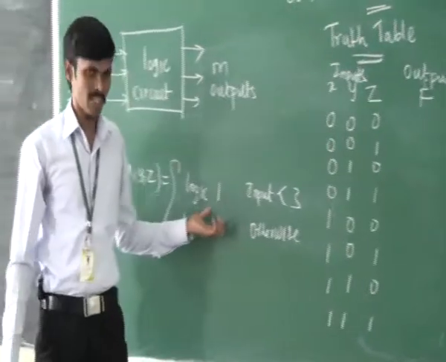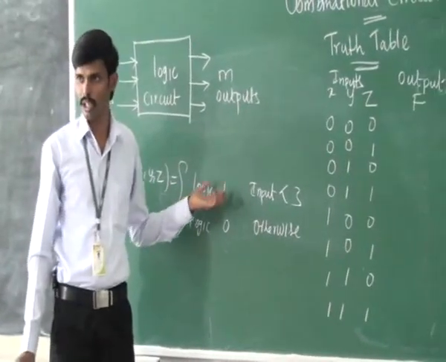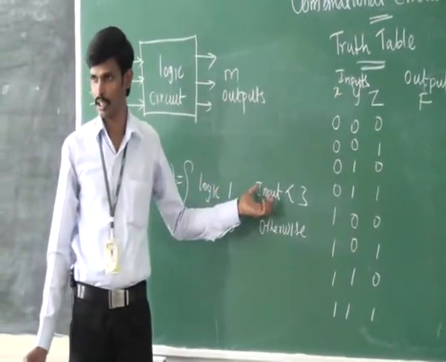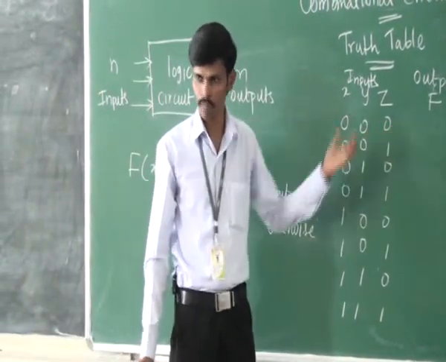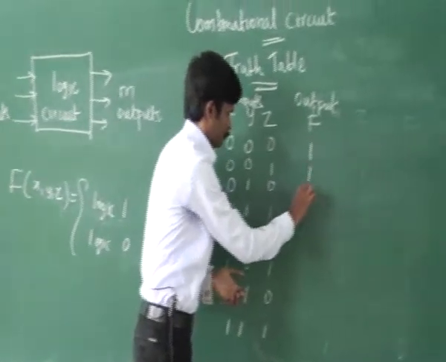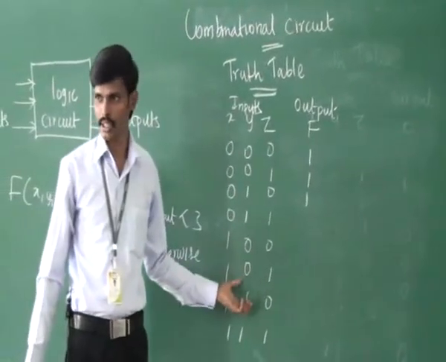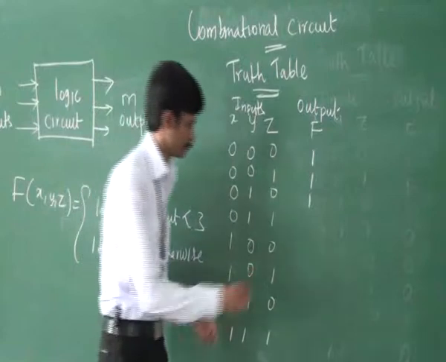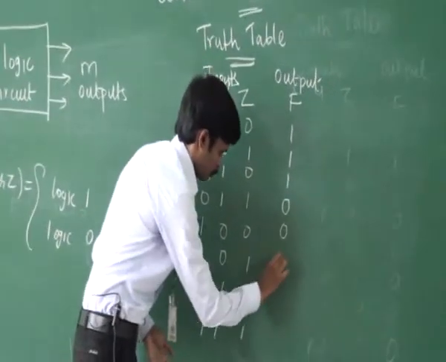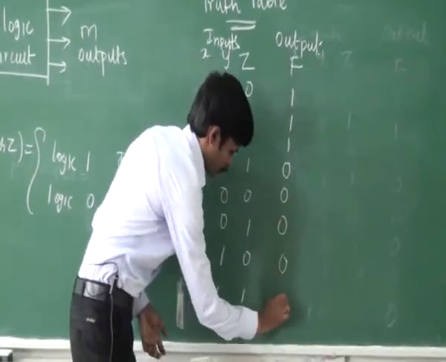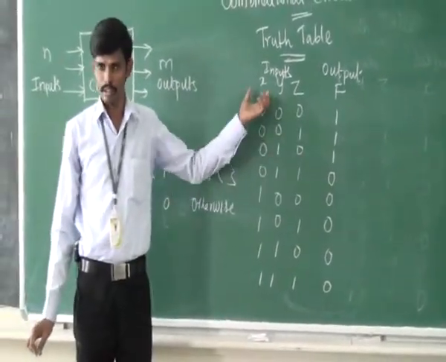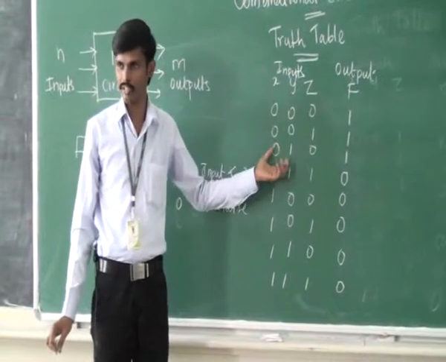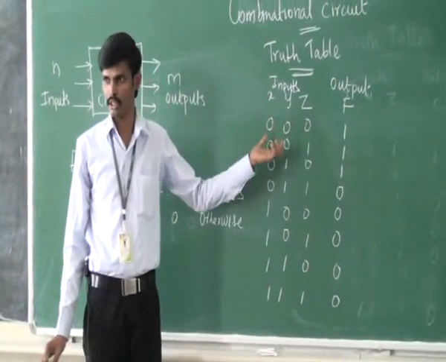From the specification we know that the output will be logic 1 when the input is less than 3. For the first 3 combinations, the output will be 1. For the rest of the combinations, the output will be 0. This is the truth table for the given problem. Next, from this truth table, let us derive the Boolean expression by using K-map.